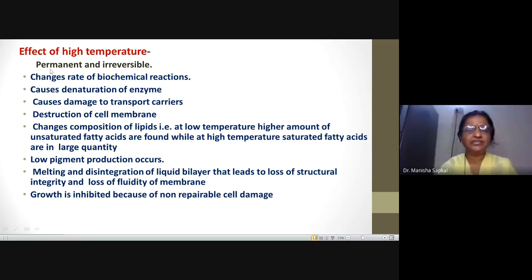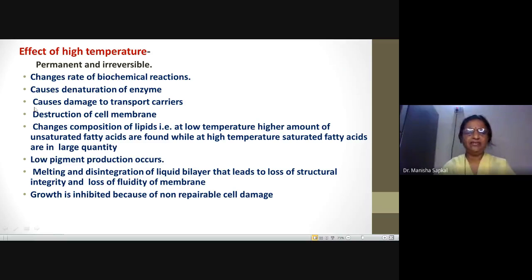Here the effect of high temperature is permanent and irreversible. Irreversible means we cannot regain the bacteria. If we treat the organism at 100 degrees Celsius, the bacteria are permanently killed. We cannot regain or return these bacteria to their normal cells. So this is a permanent and irreversible effect.